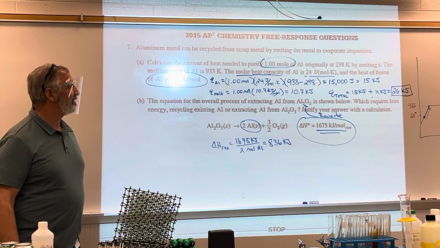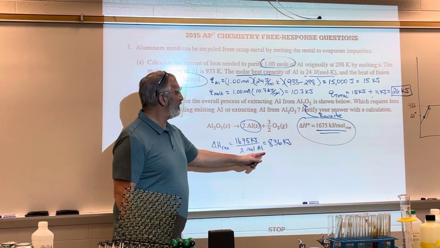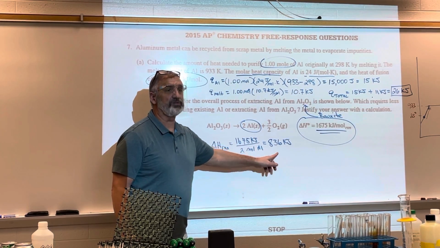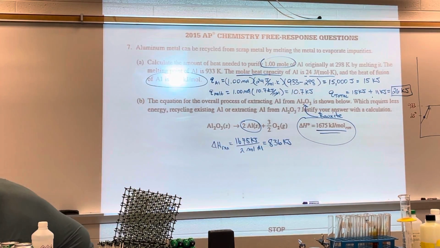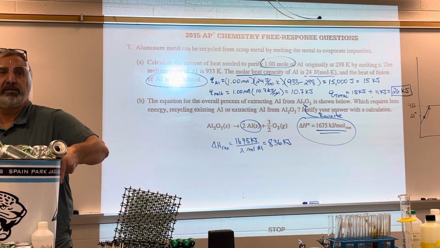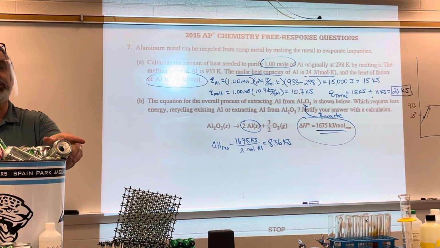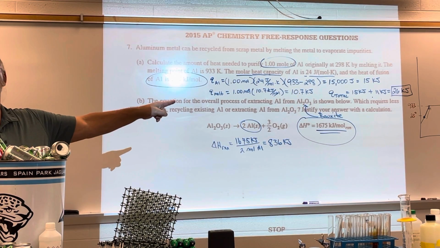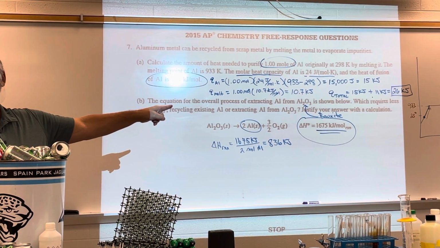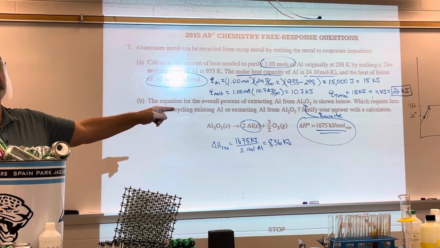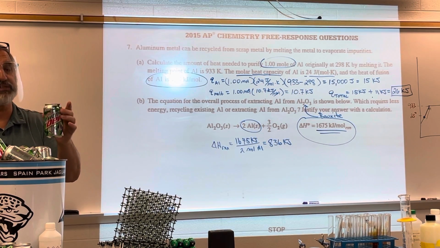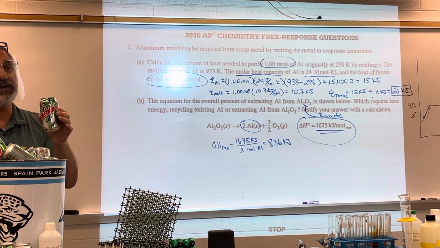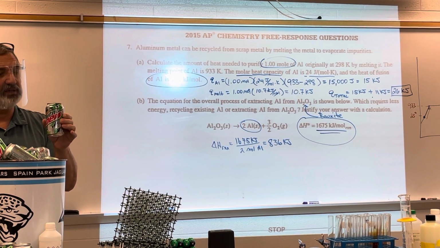So what does that mean? That means that to get 1 mole of aluminum from the ground takes 836 kilojoules. But to recycle the aluminum can only takes 26 kilojoules per mole. Significantly less energy to reuse this than to get it out of the ground to start with. Which is why you should never, ever, ever throw an aluminum can away.